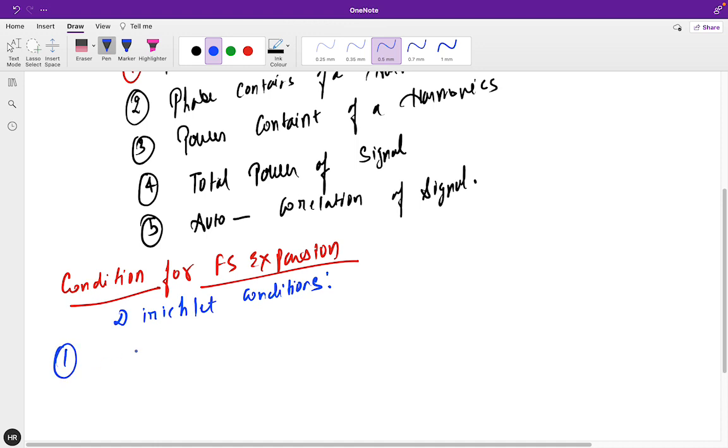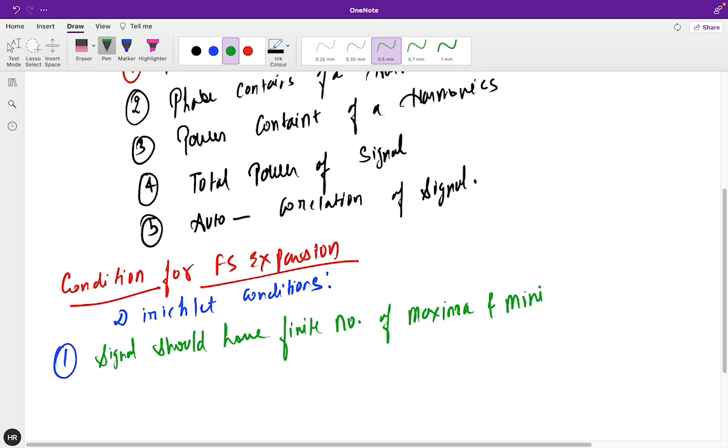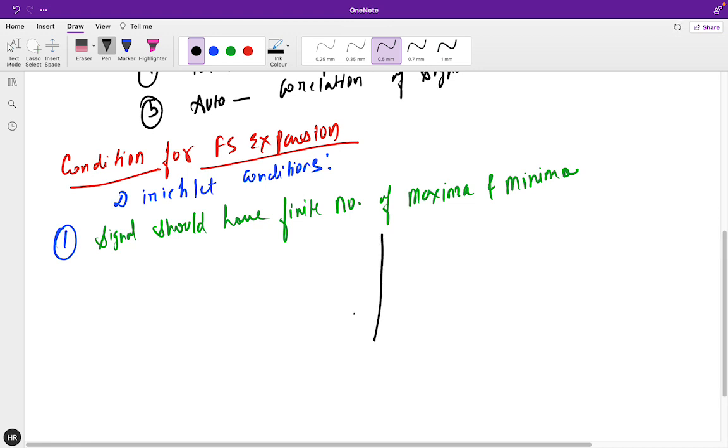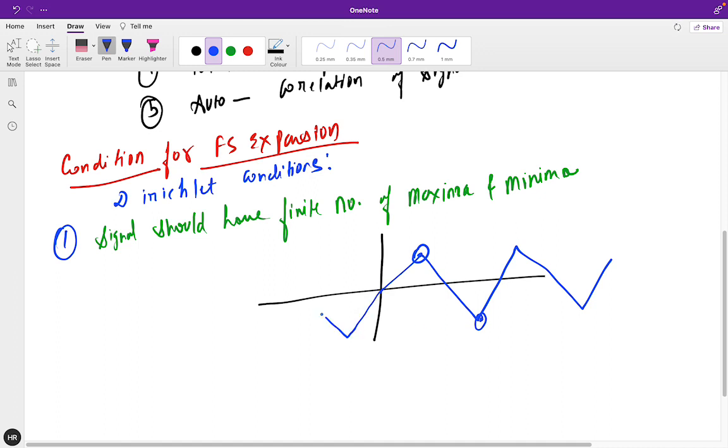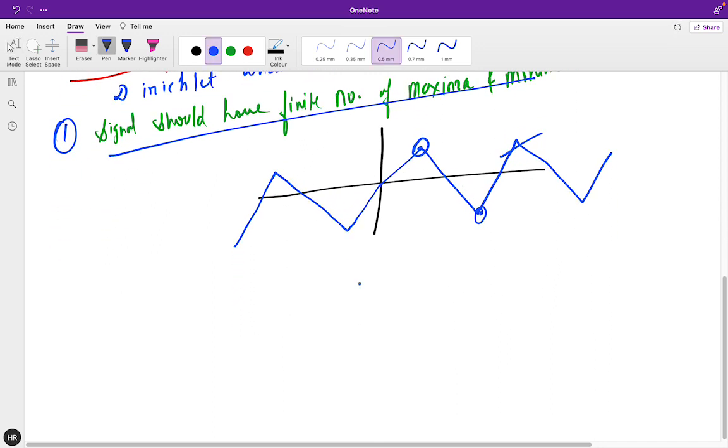So what is the meaning of the Dirichlet condition? The signal should have a finite number of maxima and minima. This is the Dirichlet condition. For example, take a triangular signal. In this triangular signal, you can see a finite number of maxima and minima: one maximum, one minimum. If this condition is satisfied, only then can we apply the Fourier series expansion.